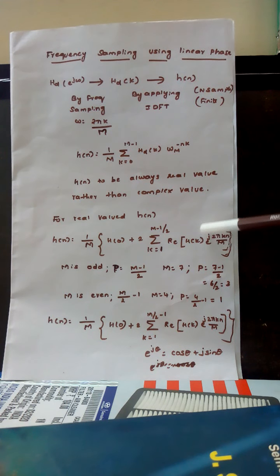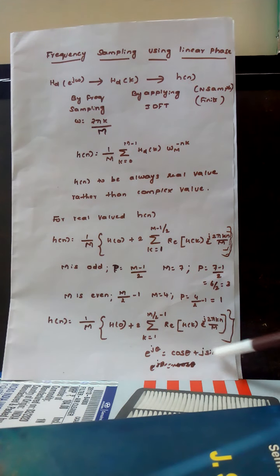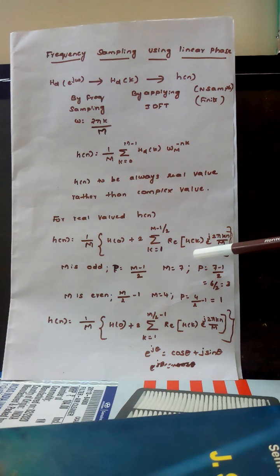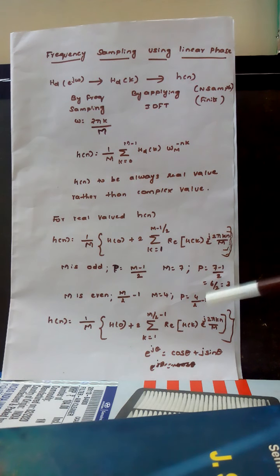So here it is e to the power j theta. We can write cos theta plus j sin theta. In that, the imaginary part we can omit. So we'll get the cos of this function, we'll get the real value. So this is the procedure to find the frequency sampling using linear phase.